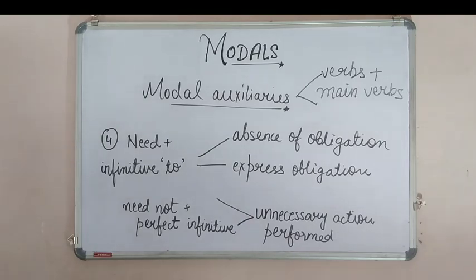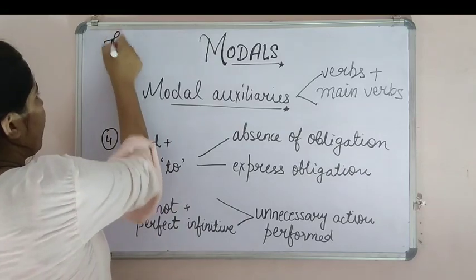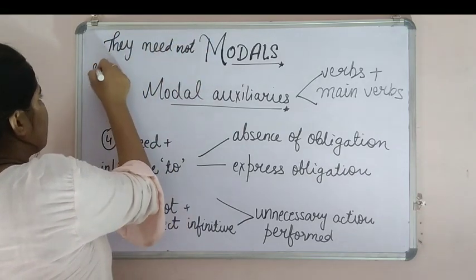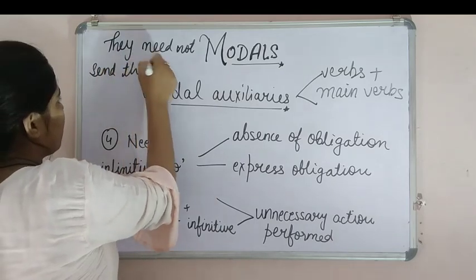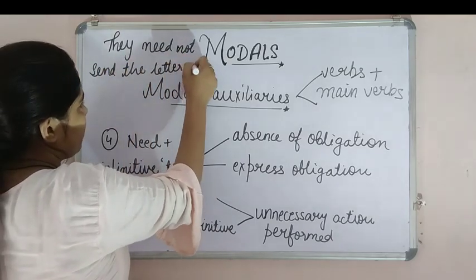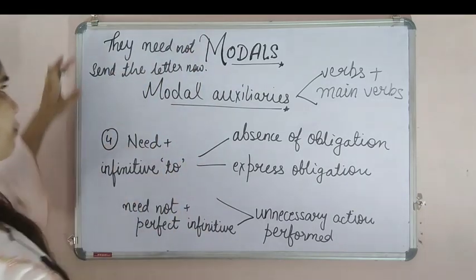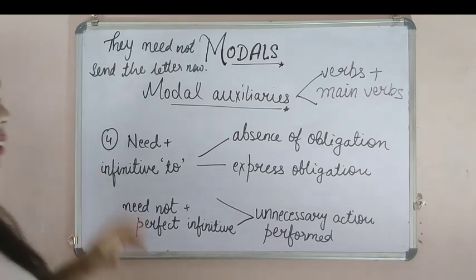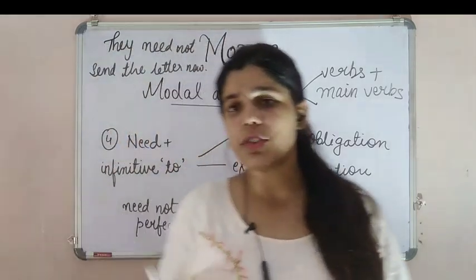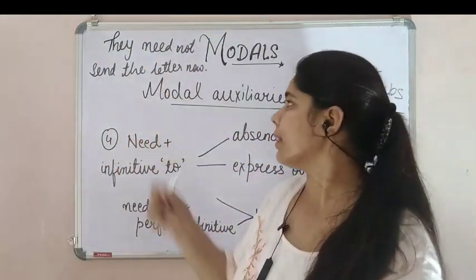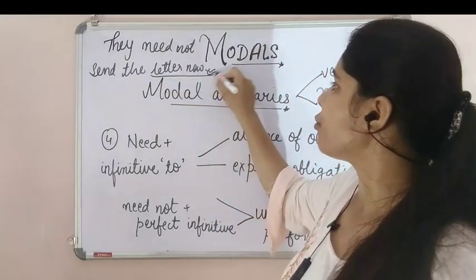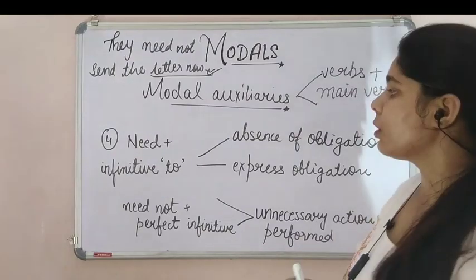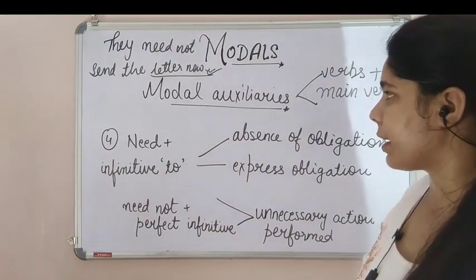Suppose that if we say, they need not send the letter now. So this sentence, they need not send the letter now, is showing that now there is no need to send this letter. So it is showing the absence of obligation or the absence of necessity. There is no need to send the letter now. So in such case, we use this modal auxiliary need.